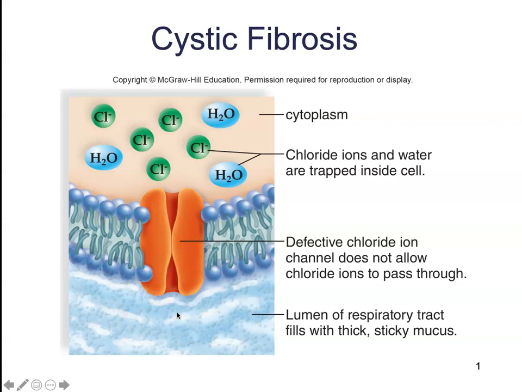There have been many recent advancements in gene therapies for the treatment of cystic fibrosis that have increased life expectancy to 35 years, but it is still ultimately a fatal disorder because it's so difficult to breathe if we don't have the lung epithelial cells performing the way that they need to.